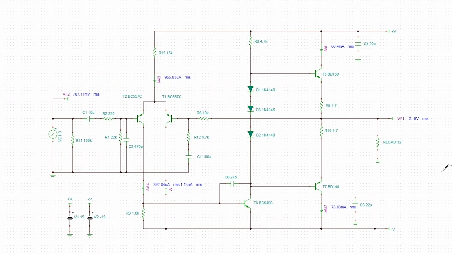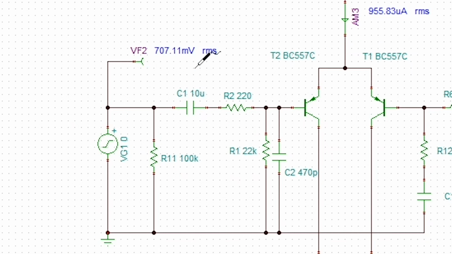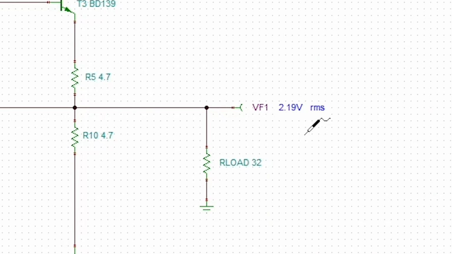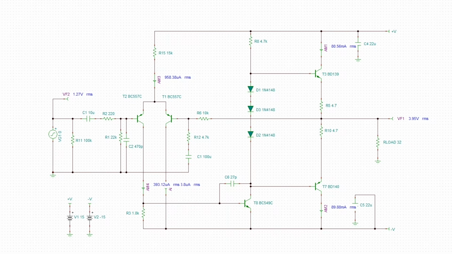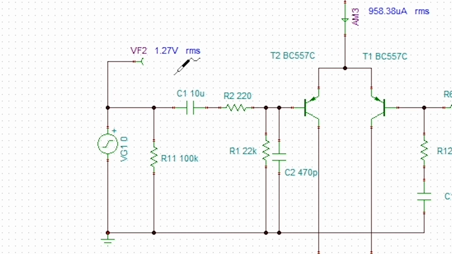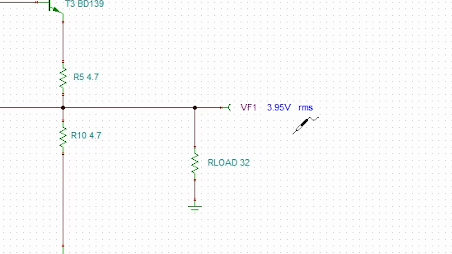So now we're looking at the AC transfer characteristics of the circuit. Most of the DC currents are still the same apart from the output stage. With roughly a 1 volt peak signal going in, we're getting 2.19 volt RMS out across the 32 ohm load. But that's not its full power. So if I go into the signal editor and change the amplitude to 1.8 and run the test again, now we've got 1.27 volt RMS going in and 3.95 volt RMS coming out.